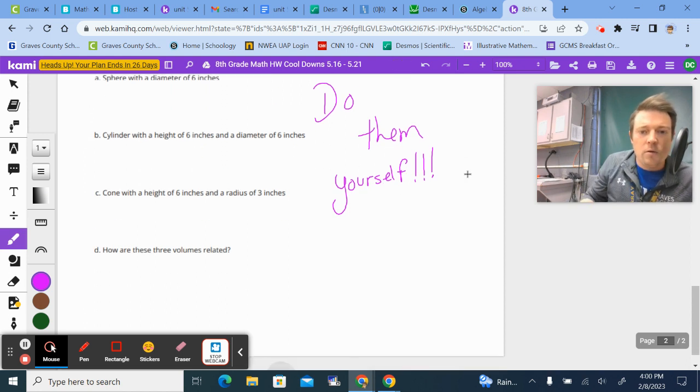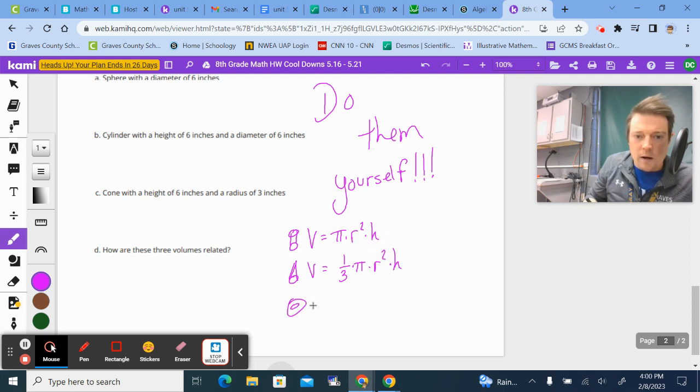I tell you what I will do for you. I will tell you what the formulas are. A cylinder is pi times radius squared times height. A cone, its volume formula is a third of that exact same thing, because it takes 3 of them to fill up the cylinder. And then the sphere, which, wow, I drew that really badly. I apologize for my bad sphere drawing. There, that's a little bit better. And then it is 4/3 times pi times radius to the third power.